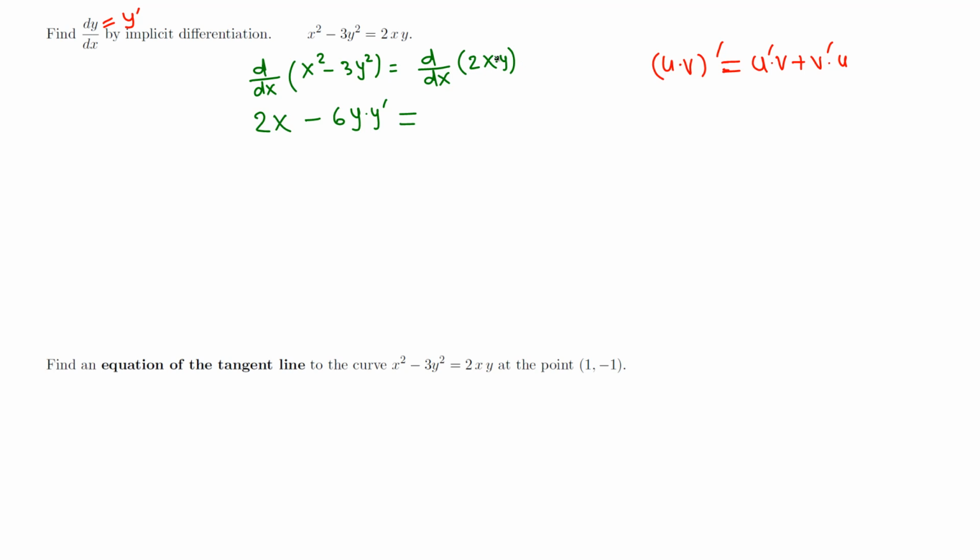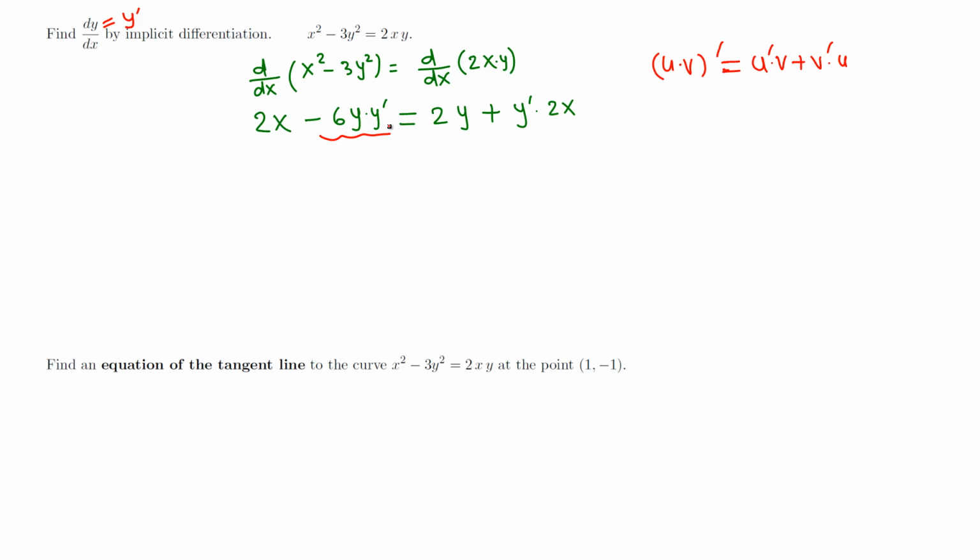Use this formula. The derivative of 2x is 2 times the second factor, plus the derivative of the second factor, the derivative of y, which is what we are trying to find here. The derivative of y is just y prime or dy over dx, same thing, times the first factor, 2x, left alone. Now calculus is over. All we have to do is isolate y prime.